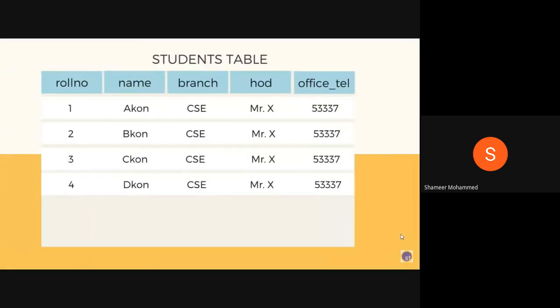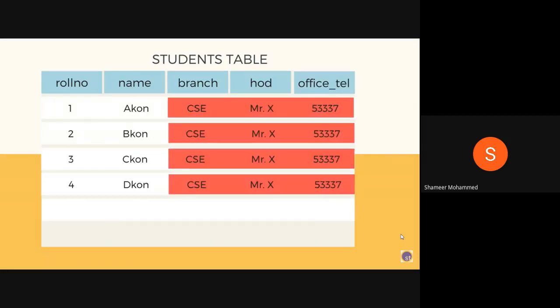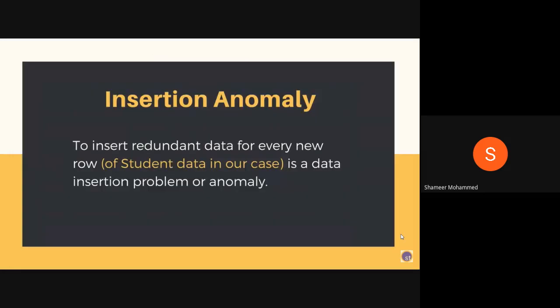Now we already have 4 students data in our table. If we have to add a 5th student, we will have to repeat the same data which holds the branch information like branch name, the name of the HOD, and the branch telephone number again. And if we have to enter the data for 100 more students, we have to repeat the data 100 more times, which leads to insertion anomaly, because the repetition of data will only increase as we insert more entries to our table.